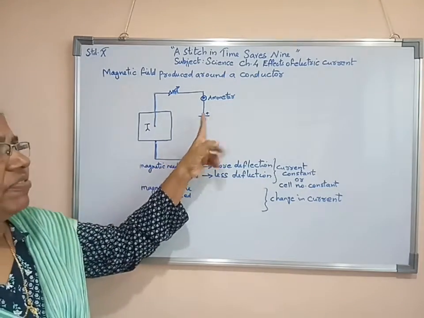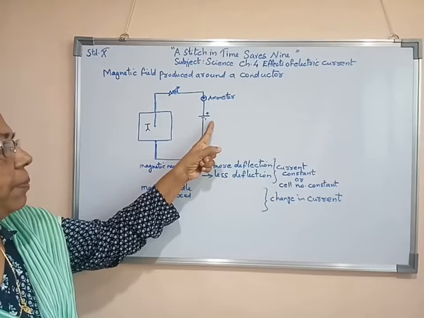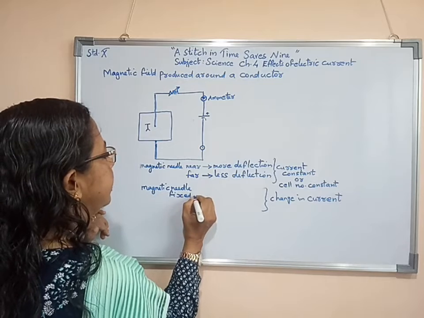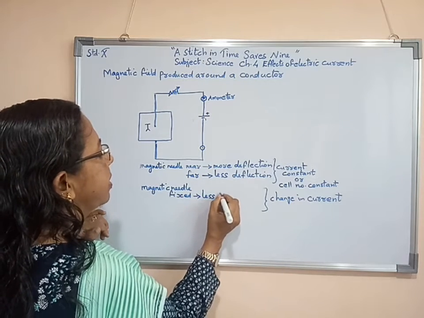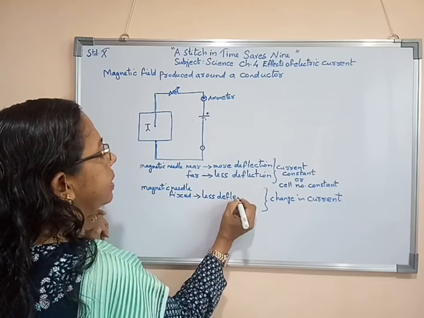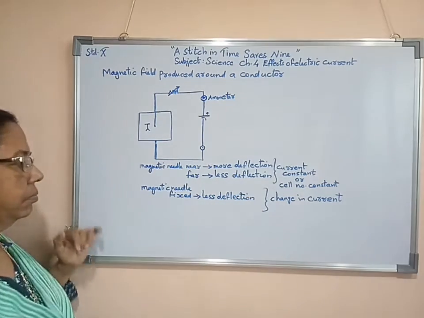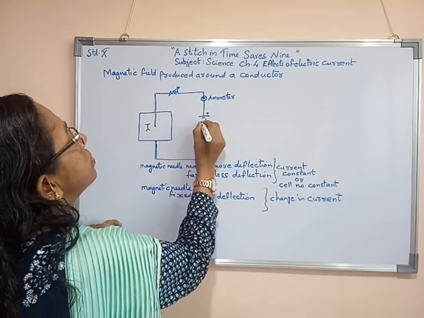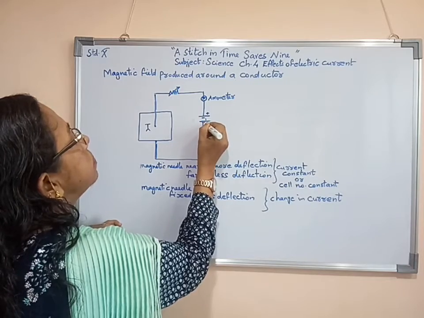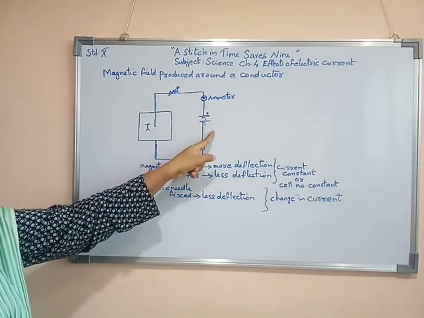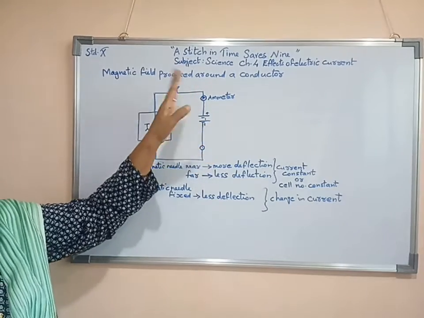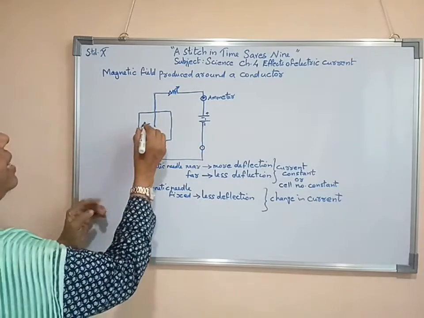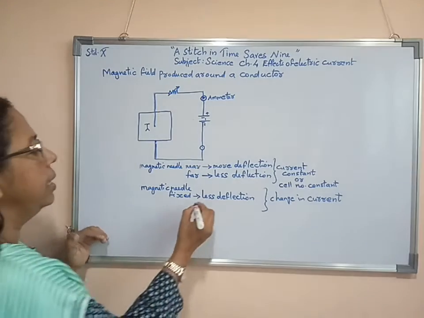At the same time, the number of cells keeps on changing. At first we are keeping one cell. You can find that the deflection is less. Less deflection in the magnetic needle you can see. After that, we are increasing the number of cells by one more. Now one more cell I put here. As a result, the current flow increased. When the current flow increases, you can find that the deflection shown by the magnetic needle is more.